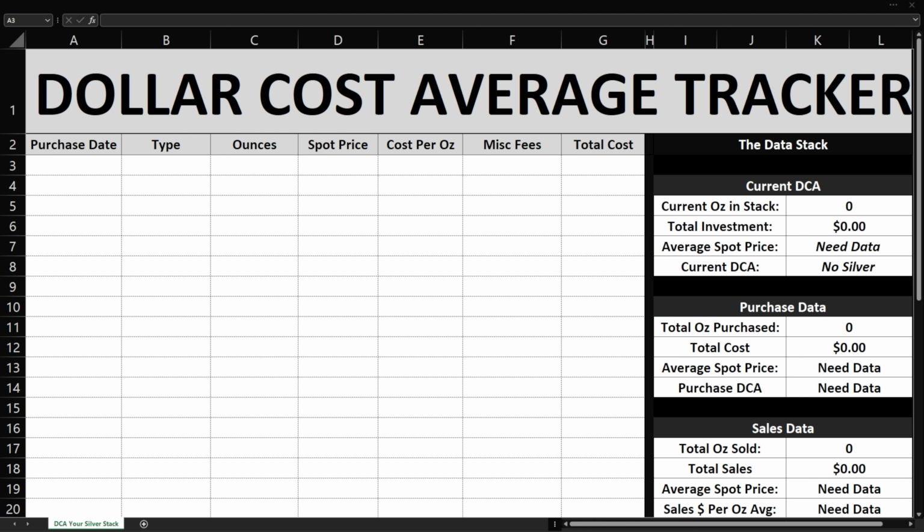You know, it's better than spot, whatever you want it to do. That's the whole idea of dollar cost averaging. So now that we have that out of the way, I want to say that not everyone's dollar cost average is the same. So let's say you have 200 ounces of silver and your DCA is like $25.